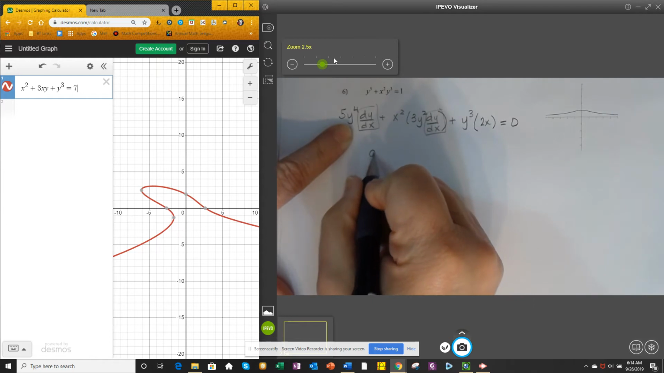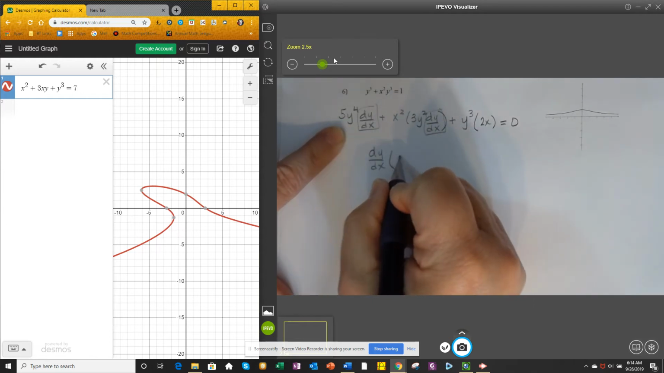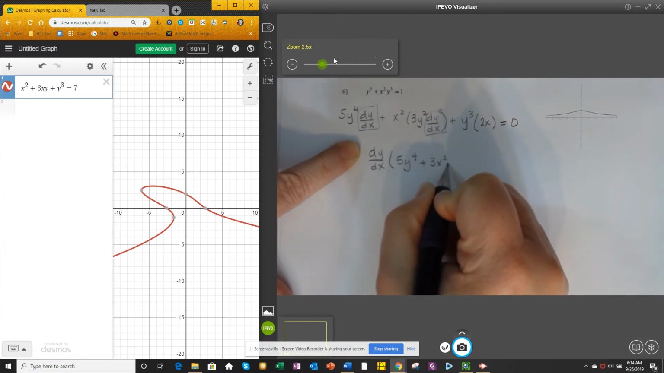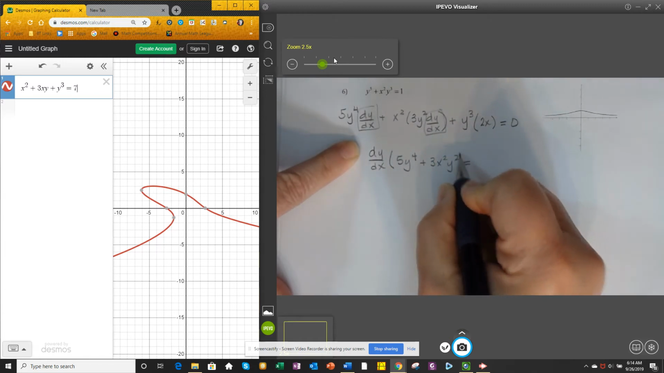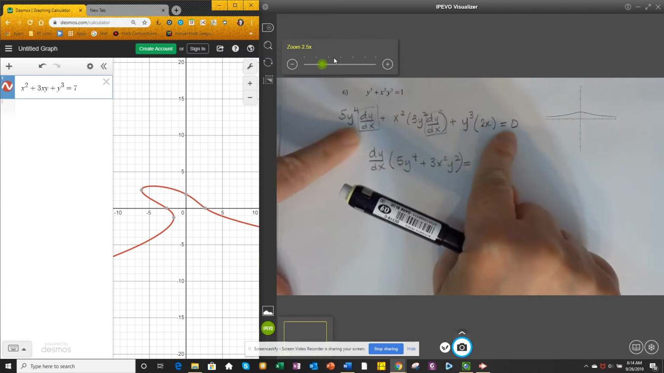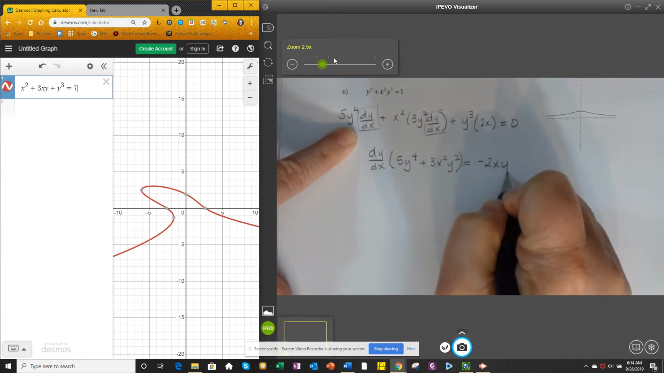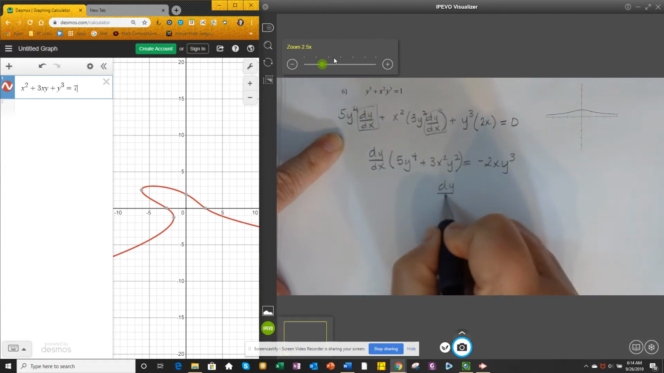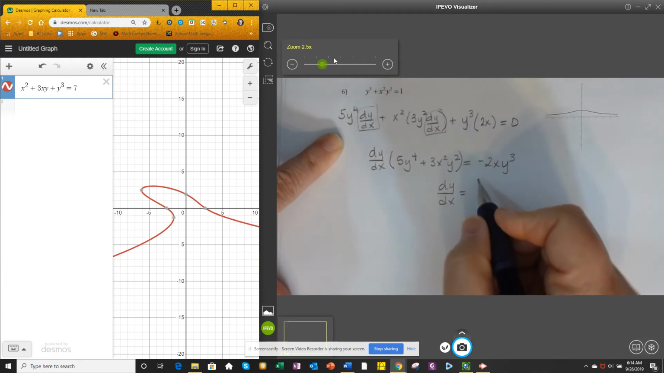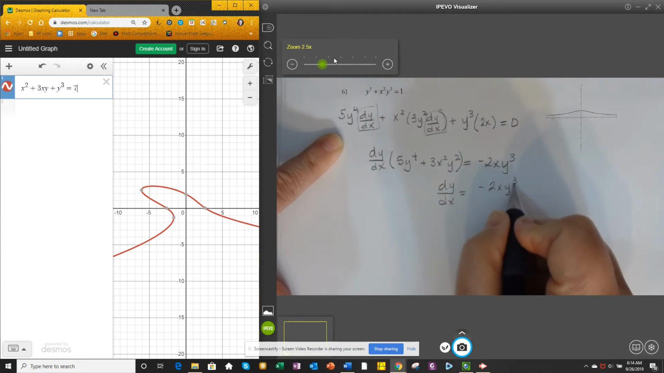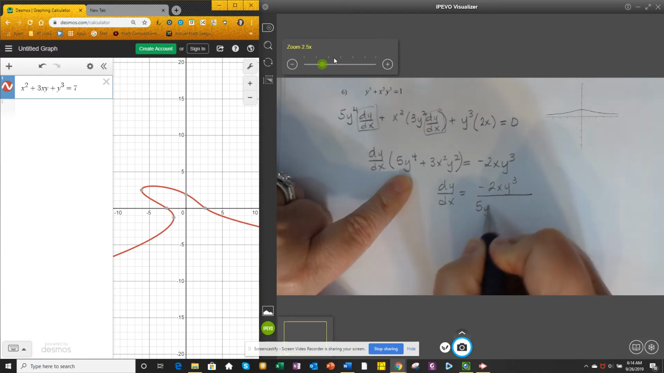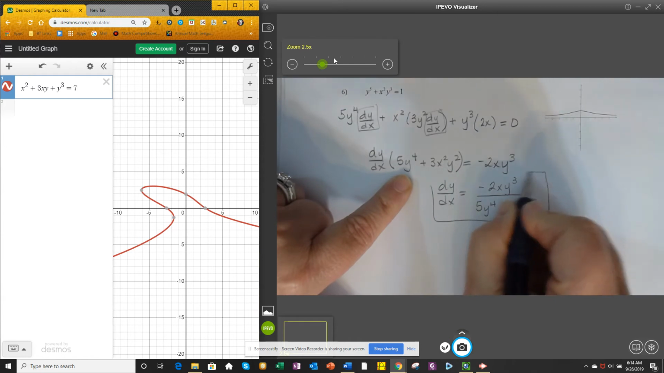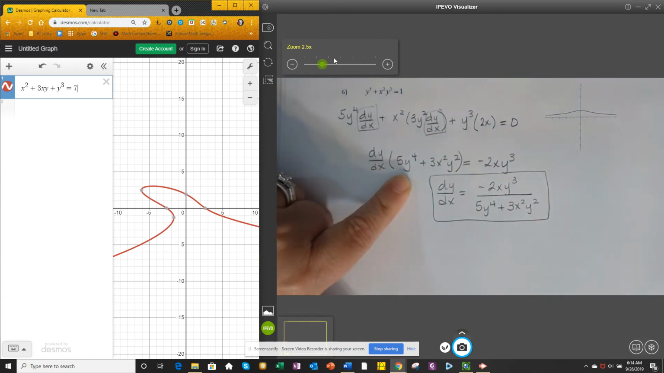All right, so let's factor out a dy/dx. And we're left with 5y to the fourth plus 3x squared y squared equals, and I'm going to move the negative 2xy cubed to the right. And then to get dy/dx here, we're just going to solve for it by dividing by 5y to the fourth plus 3x squared y squared. Again, if you knew the point, you could find the slope very simply.